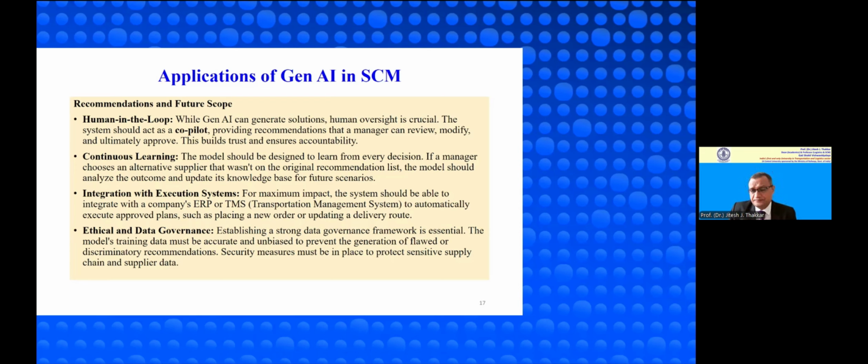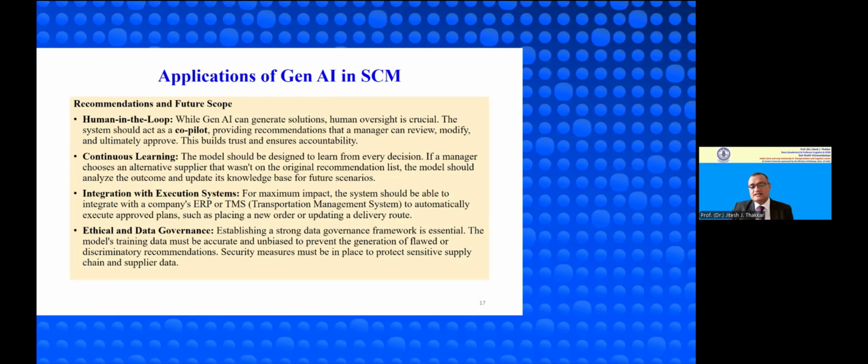This is very important. You have created the recommendations, you have created the scenarios, but for maximum impact, systems should be able to integrate with the company's ERP or TMS, transportation management system, to automatically execute approved plans. For example, if you want to place a new order or update a delivery route, then your Gen AI should very clearly direct your ERP or TMS on what modification is required in terms of placing the order, delaying the order, or placing it early.